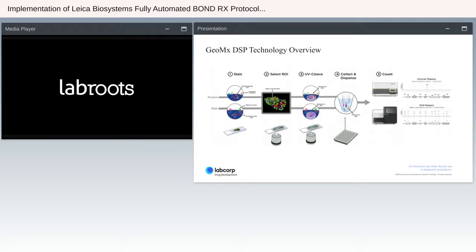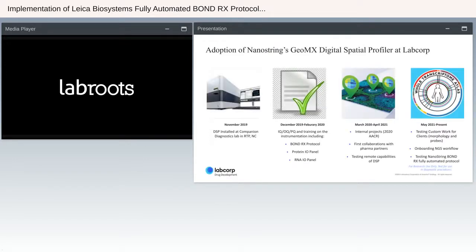And so from there, once the ROIs are selected, the instrument initializes the UV cleaving and collects those into the 96-well plate. And from there, they're either read out on the nCounter for the RNA plex assays up to 84, or for the higher plex assays done on an NGS readout and then brought back into the DSP for that spatial resolution.